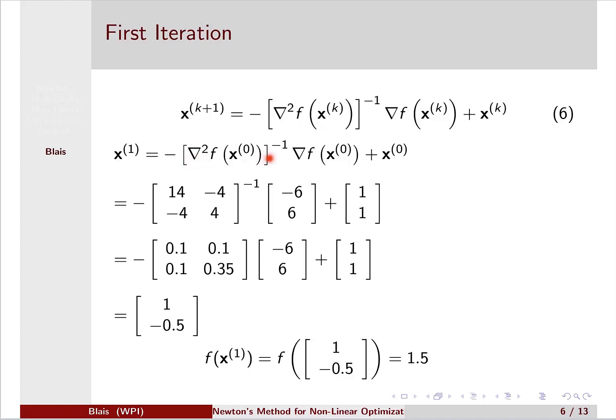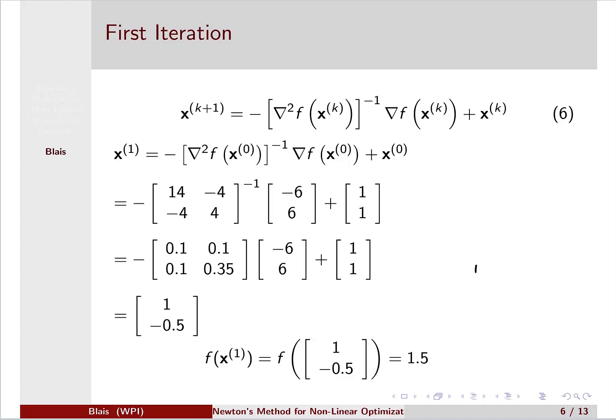So our Hessian of f at x naught was this matrix, 14 minus 4 minus 4, 4. We're going to take the inverse of that. We plug in our gradient, minus 6, 6, and then we add x naught. The inverse of this Hessian is this matrix given here. When we calculate this, we end up with our next step, 1 minus 1/2. And notice, if we plug 1 minus 1/2 into our objective function, we get a value of 1.5.